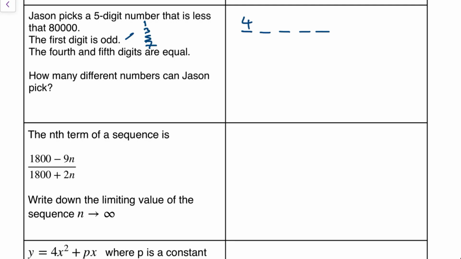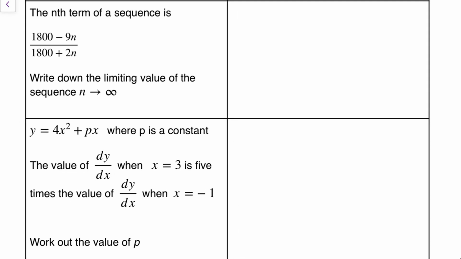So therefore, in other words, this digit here can be any one of 10 digits. And this digit here can also be any one of 10 digits. And this digit here can also be any one of 10 digits. But the fifth digit is the same as the one I've already chosen. So therefore, that can only be one choice. So multiply all these together. 10 times 10 times 10 is 1,000. So my answer is 4,000 different numbers. Question done. I like those questions.